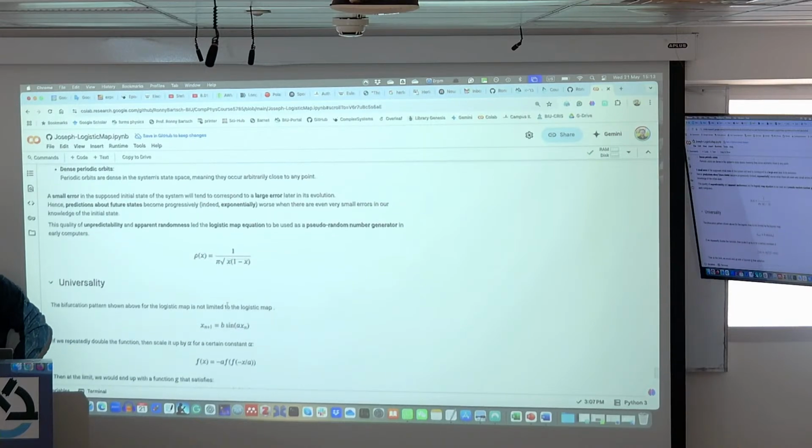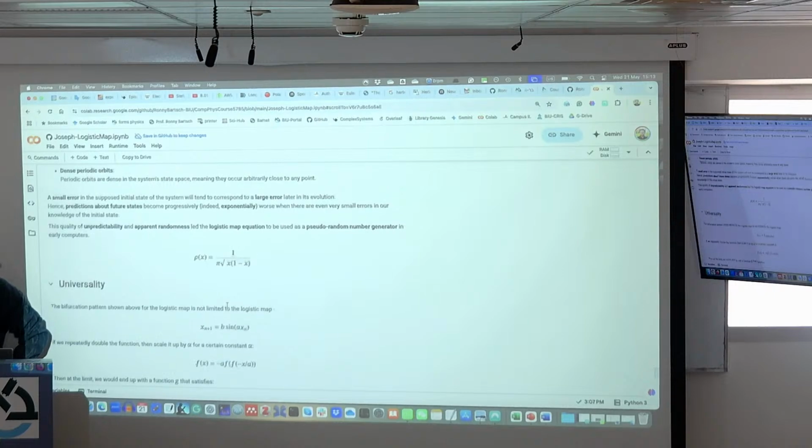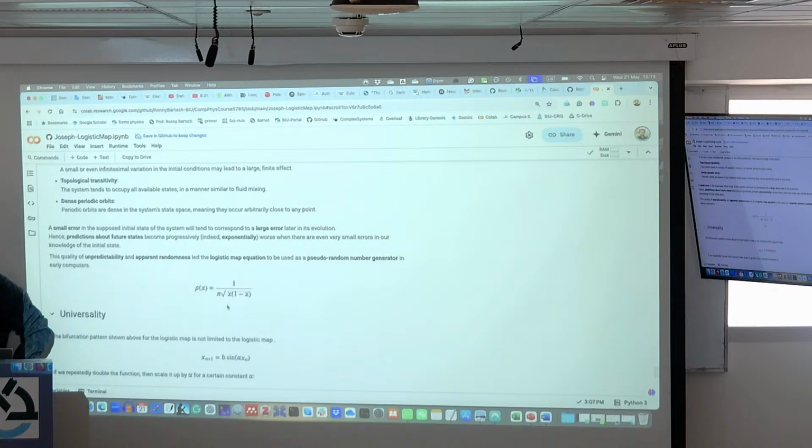It's only pseudo-random numbers, because you can predict it, because it's very deterministic, right? Yeah. What is a better way to generate random numbers? Quantum mechanics.